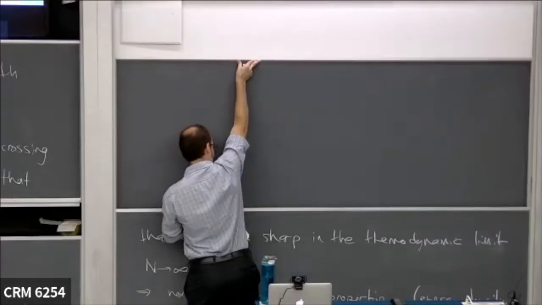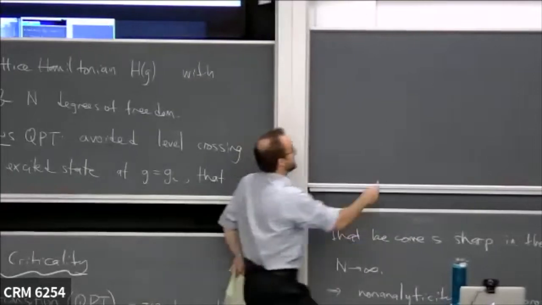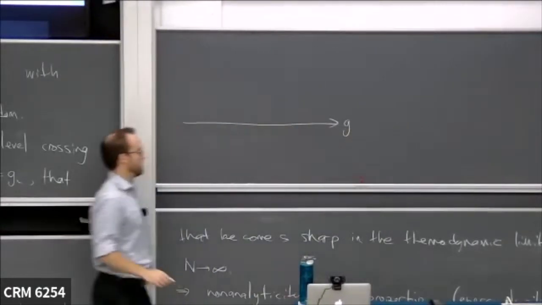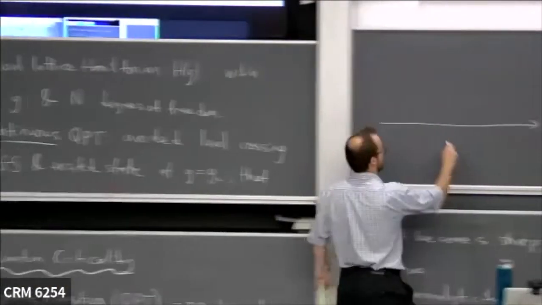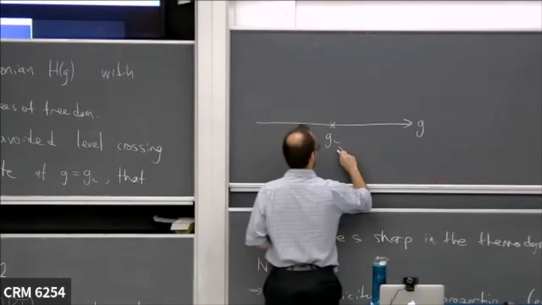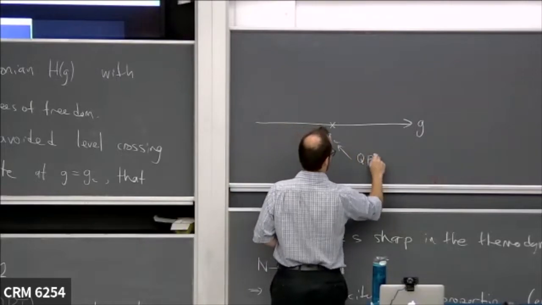Okay, so a typical phase diagram you'll have is something like this. We'll be tuning our coupling constant. Then this g_c will have a transition. This will be this quantum phase transition.